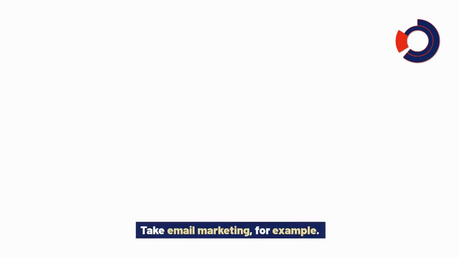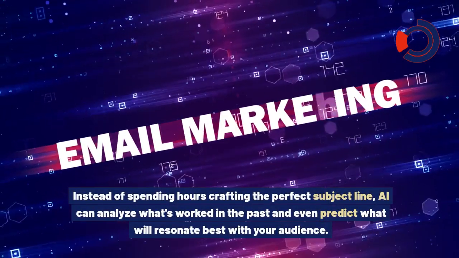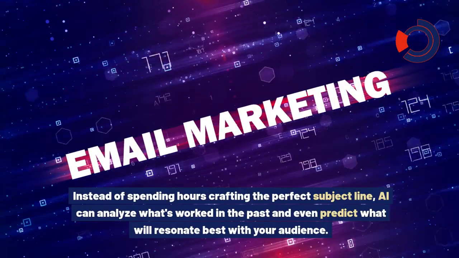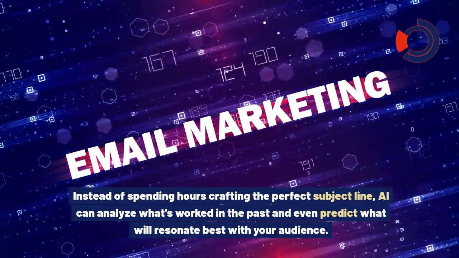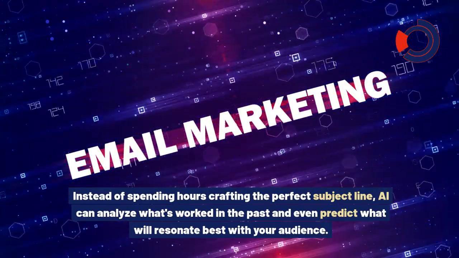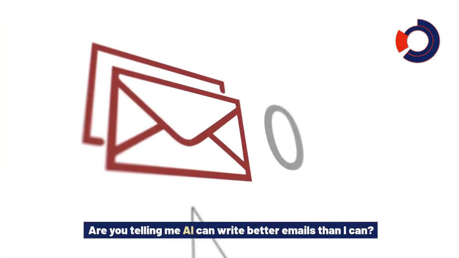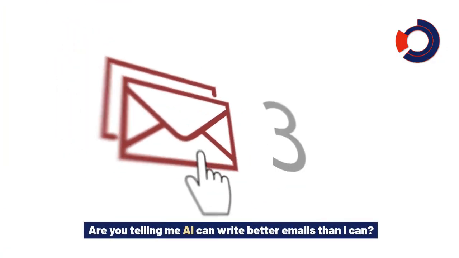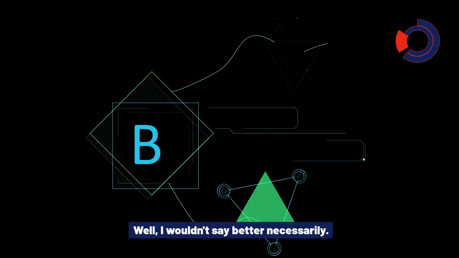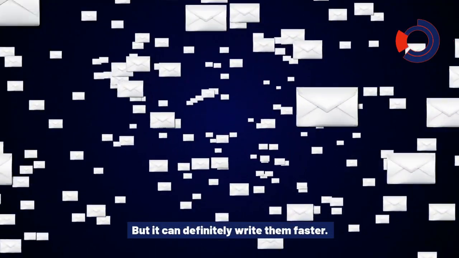Take email marketing, for example. Instead of spending hours crafting the perfect subject line, AI can analyze what's worked in the past and even predict what will resonate best with your audience. Okay, now that's just spooky smart. Are you telling me AI can write better emails than I can? Well, I wouldn't say better necessarily, but it can definitely write them faster.